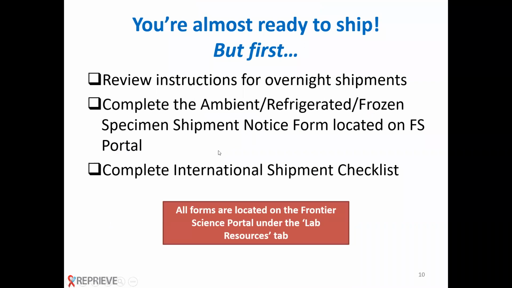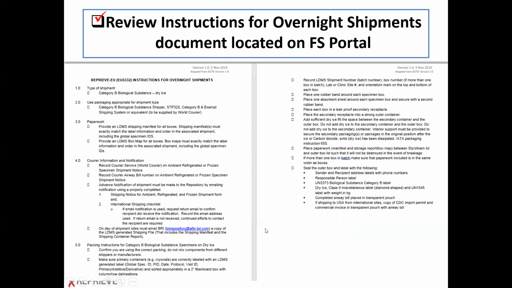So you have the physical shipment ready to go, and you're almost ready to ship. But you need to follow these next steps. Review the instructions for overnight shipments, complete the ambient refrigerated frozen specimen shipment notice, and the international shipment checklist. And all of the forms are on the lab resources tab in our portal. So here we have our instructions for overnight shipments. Go through the checklist here.